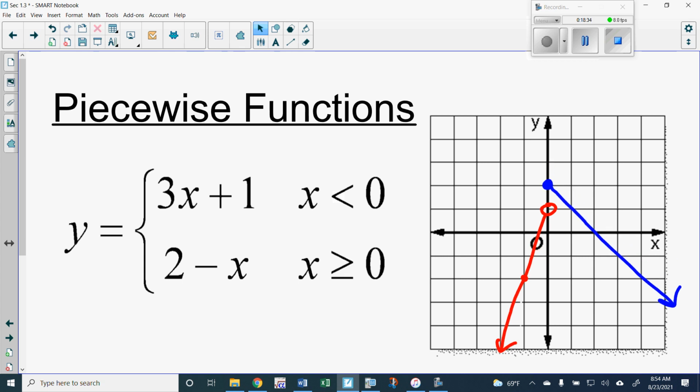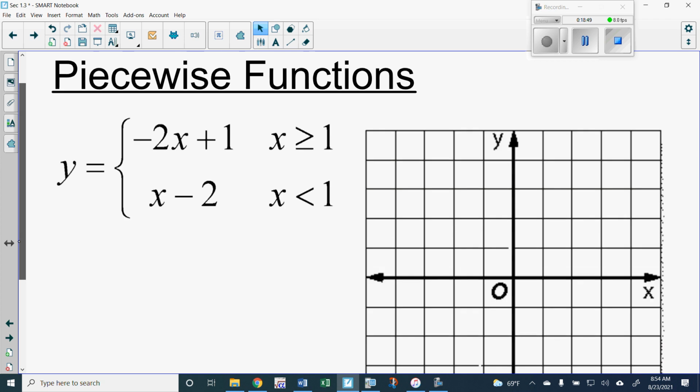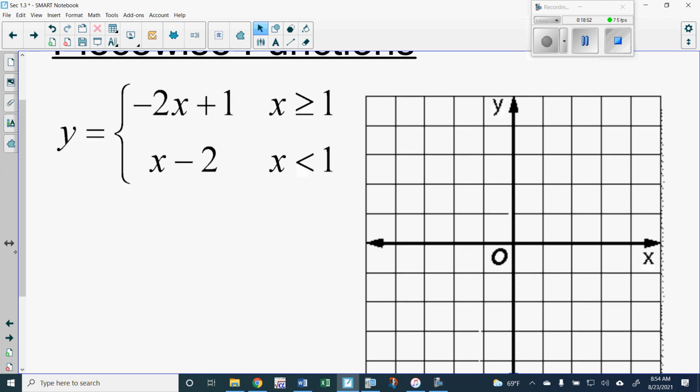You try that one. You try graphing that one yourself. So we have 1, -2, which is like that, and that is greater than 1. So that's like that. And the second part is -2. Is it a V? Yeah. Yep. So it should look like that.